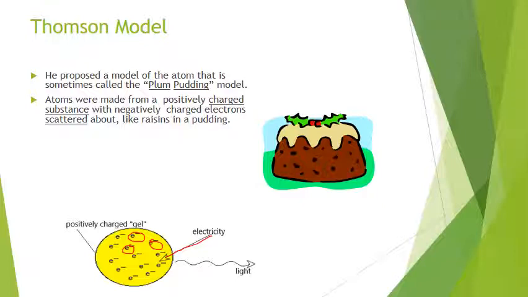He came up with this idea that reminded him of something in England called the plum pudding, which I guess is a Christmas treat, where you have raisins inside a bread, like raisin bread. These would be like the electrons, and the bread in the other part would be positively charged. Because when you turn off the electricity, there's no more light. Therefore, it went back to a neutral state.